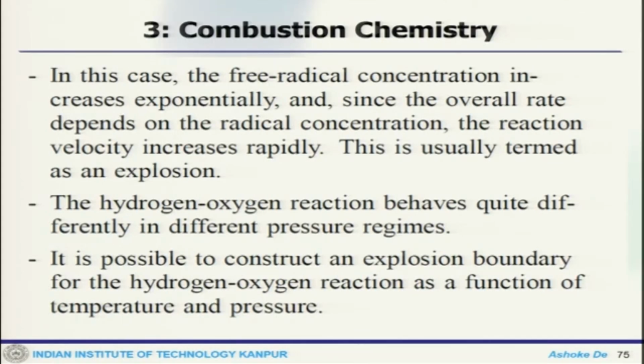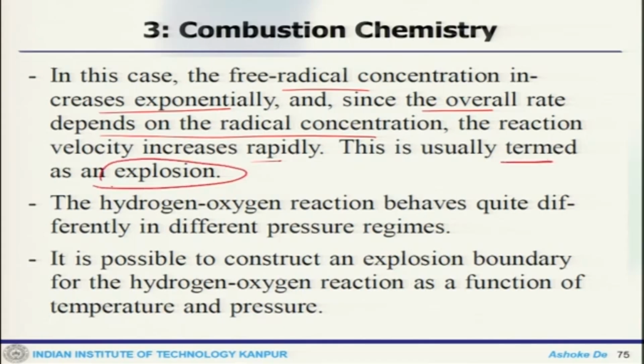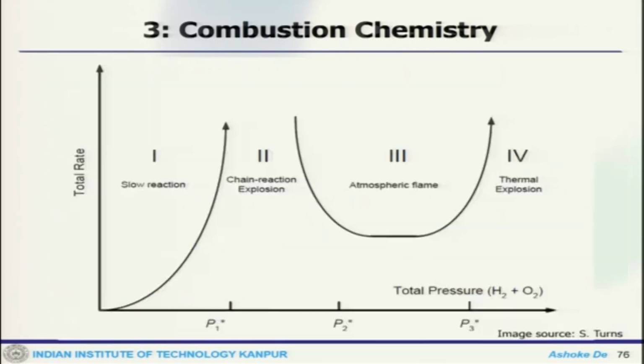Now, in this case the free radical concentration increases exponentially, and since the overall rate depends on the radical concentration, the reaction velocity also increases rapidly. So, once this kind of situation happens, this is usually termed as explosion. So, that means it is a balance between radical concentration. Now, the hydrogen oxygen reaction behaves quite differently in different pressure regimes. So, you can possibly construct an explosion boundary for the hydrogen oxygen reaction.